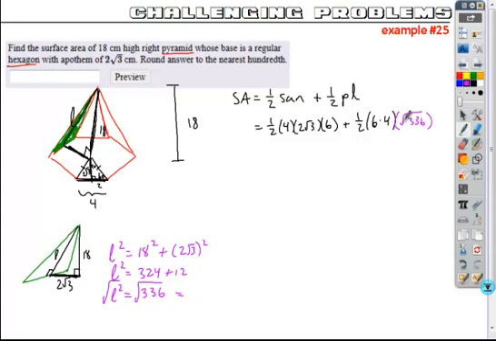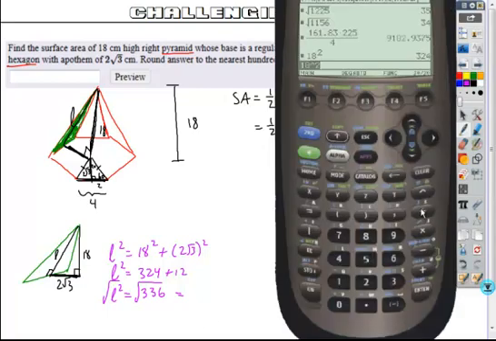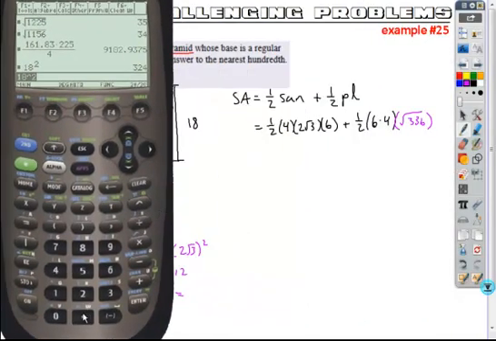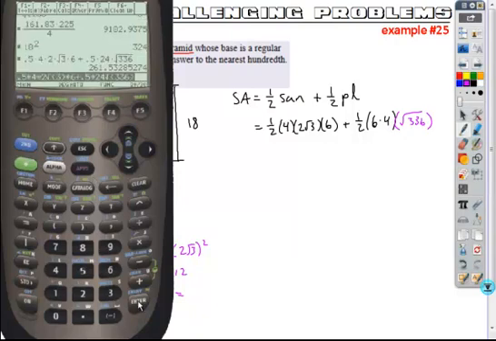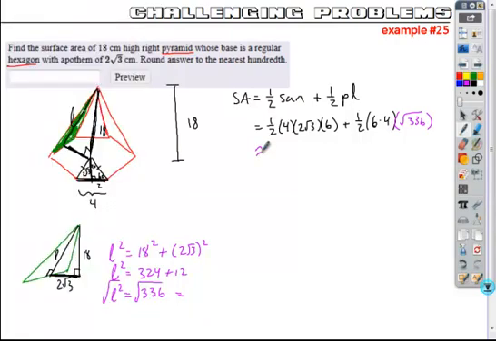I now have my entire surface area ready to be calculated, so it's just a matter of plugging that in. 0.5 times 4 times 2√3 times 6, and to that I'm going to add 0.5 times 4 times, or 6 times 4 is 24, times the square root of 336. I'll close that off. I've already entered decimals, so I'm good there. When I hit enter, I get my total surface area of approximately 261.53. The units here are centimeters squared.